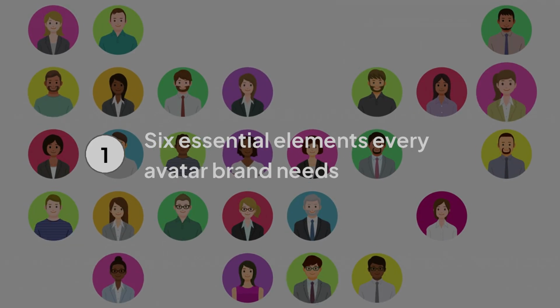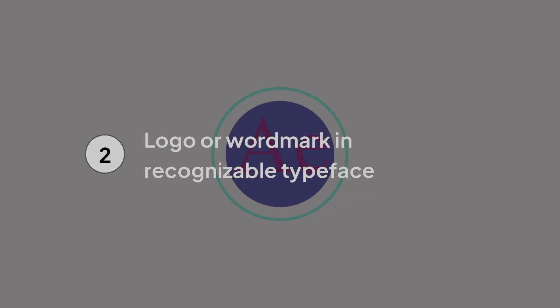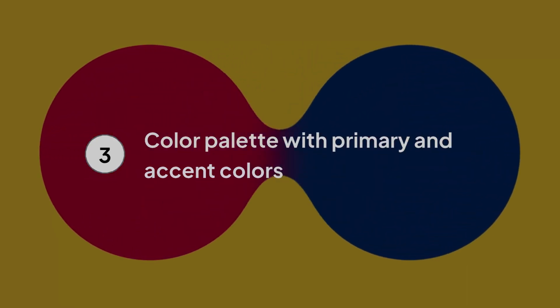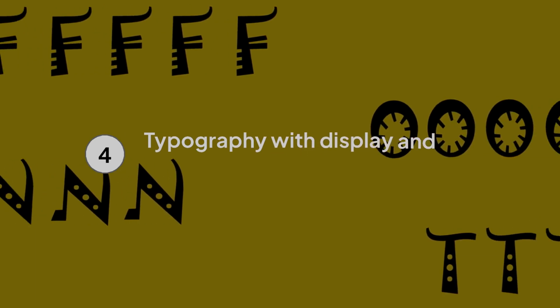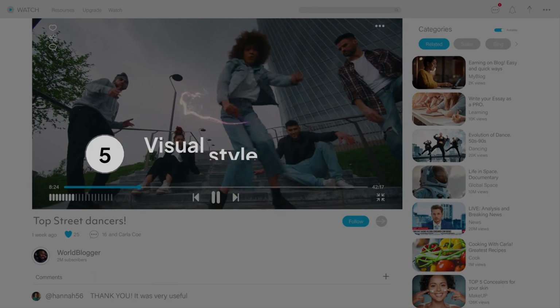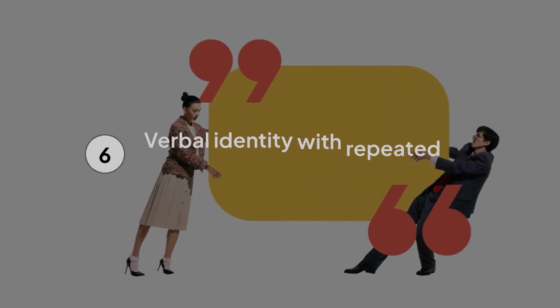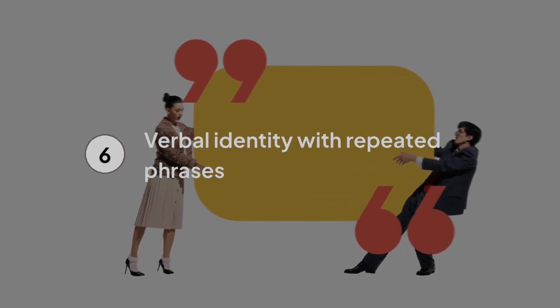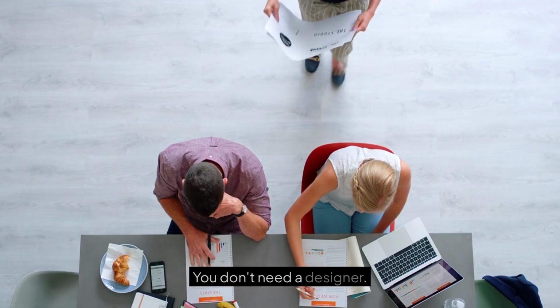Every avatar brand needs logo, wordmark, your name in a recognizable typeface, color palette, 3 primary colors, 2 accent colors, used consistently, typography, 1 display font, 1 body font, used everywhere. Visual style, the look of every thumbnail, image, and video. Verbal identity, phrases the avatar uses again and again. Audio signature, intro/outro music or sound effects. Optional but powerful.